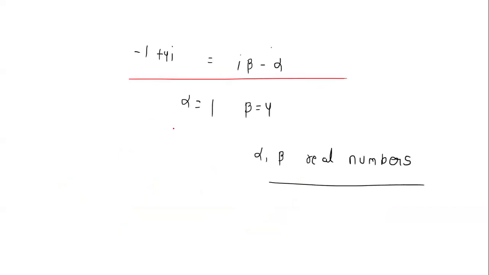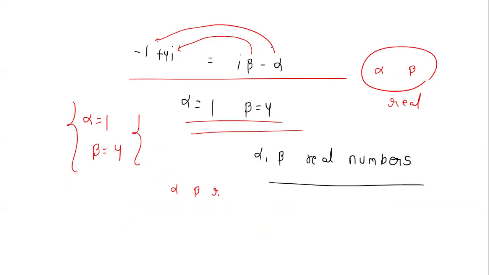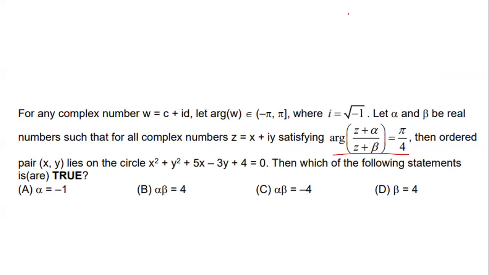So from here we see that alpha and beta are real numbers, so they don't have the complex part. If they are only real numbers, then we can directly compare this alpha with this real part and this iota times beta with this 4 times iota. So from here we get alpha is equal to 1 and beta is equal to 4. Because we know alpha and beta are real numbers, we can directly compare the real and imaginary parts, and directly get the values of alpha and beta. So now we know the values of alpha and beta.